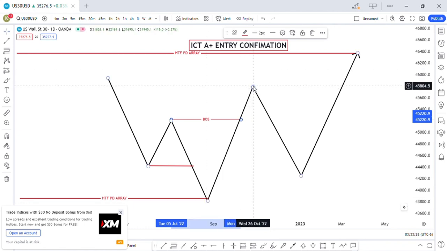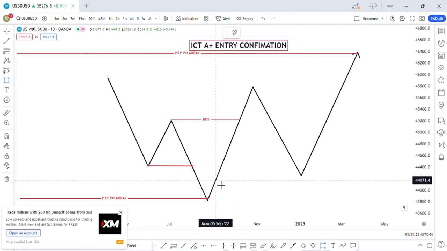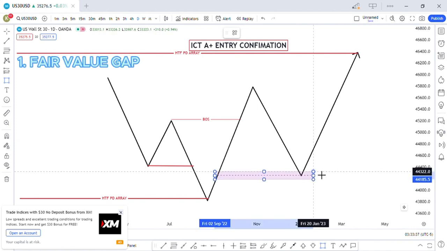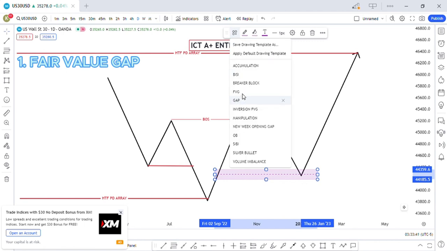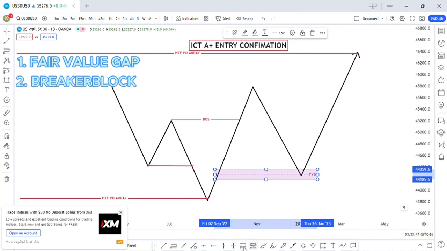You look for an opportunity to go long in the market. So you look for this. What do you look for? You can look for a fair value gap here, which is the first thing. A fair value gap is the first thing. Then the second thing that you can look for is a breaker block.